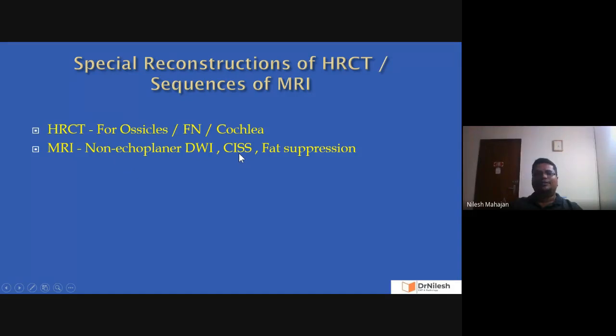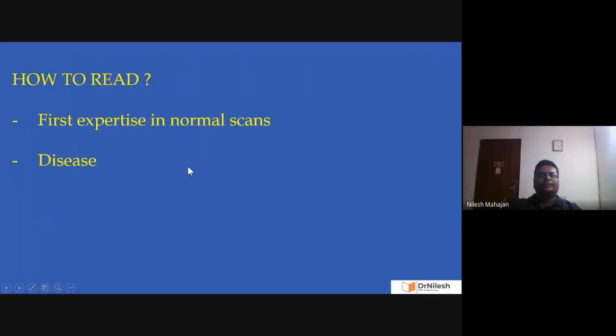Then CISS sequences, these are highly T2 weighted images. If you want to see the cranial nerves at the junction of the brainstem and cerebellopontine angle, you can see them using CISS sequences. And fat suppression, when to use? Suppose it is a post-operative cavity which you have obliterated with abdominal fat, and fat can give rise to abnormal soft tissue in the MRI. At that time you can use the fat suppressed sequences so that the fat will get removed from the particular sequence.